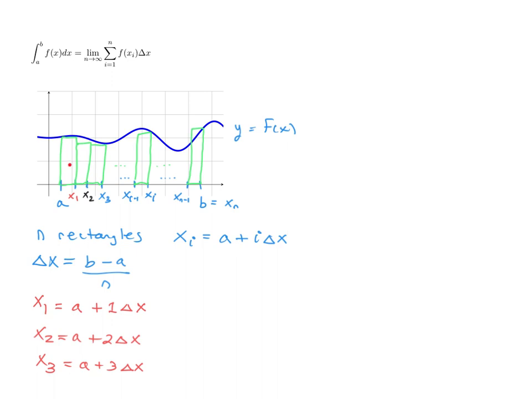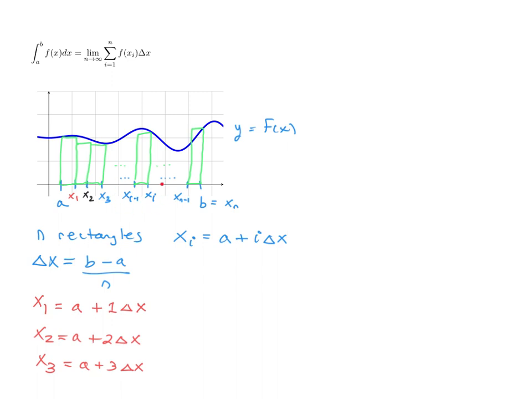I want a formula for the area of all of these. I then want to add them all up, and then I want to put more and more rectangles in there to get a better and better estimate. So what is the formula for any rectangle between here and here?